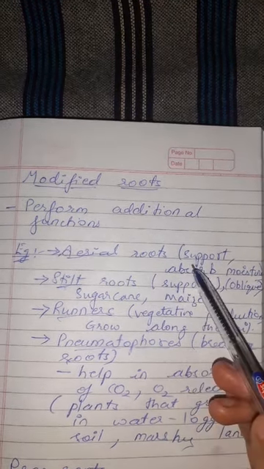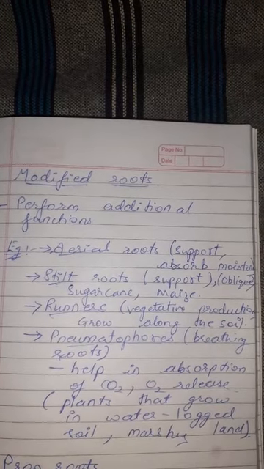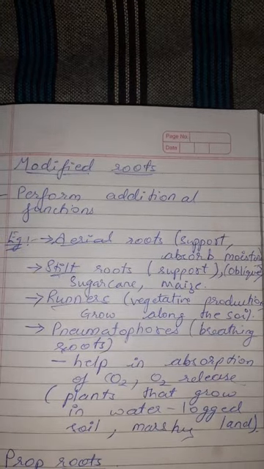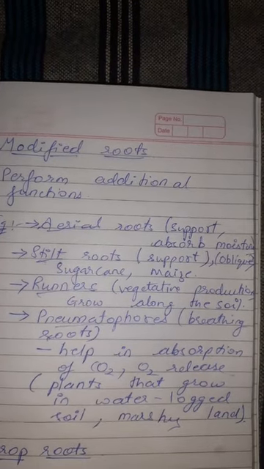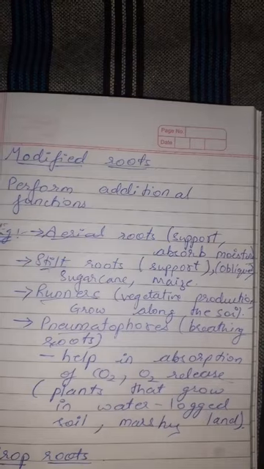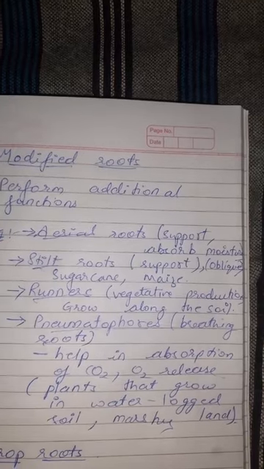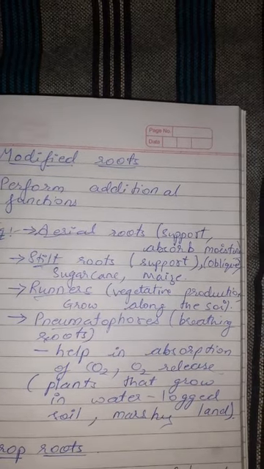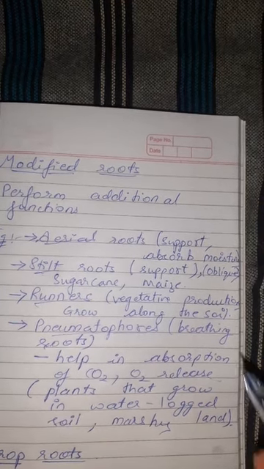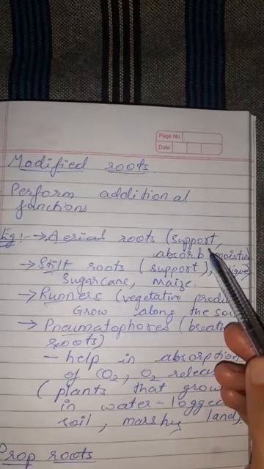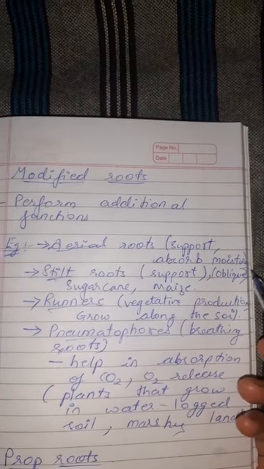The first one, aerial roots. The word aerial means above the ground. For example, the banyan tree. You must have seen a banyan tree. It has long brown colored structures which come down from the branches, from the stem, and grow down towards the soil in a straight line. These are examples of aerial roots or prop roots. So why do they grow like this? To give extra support to the plant, because the tree is very heavy. Secondly, they also absorb moisture from the air.